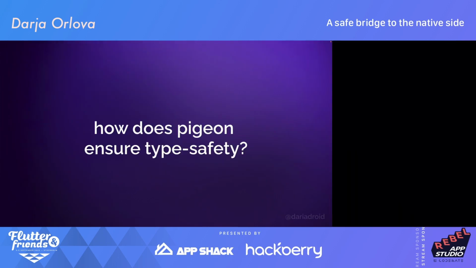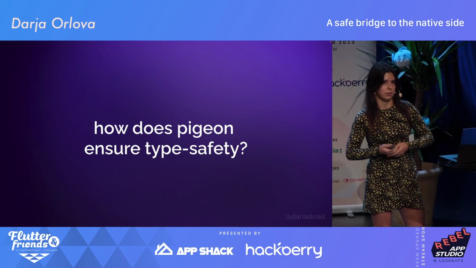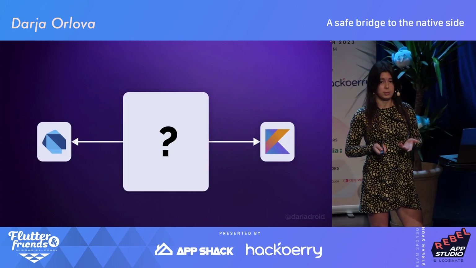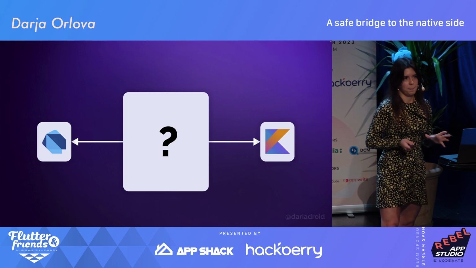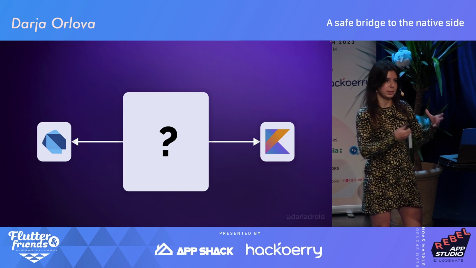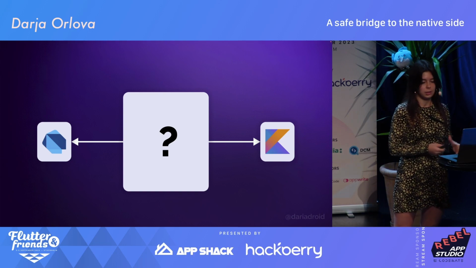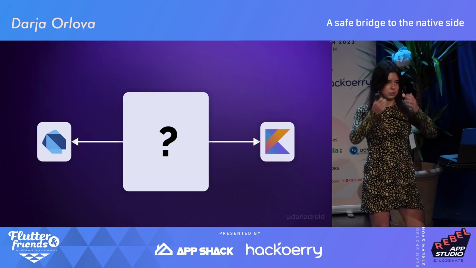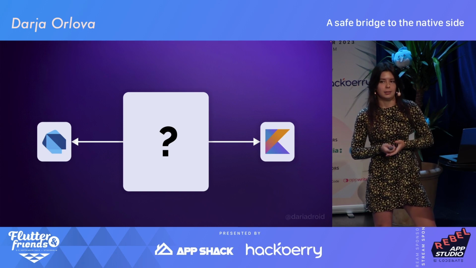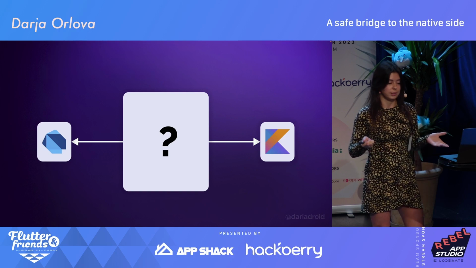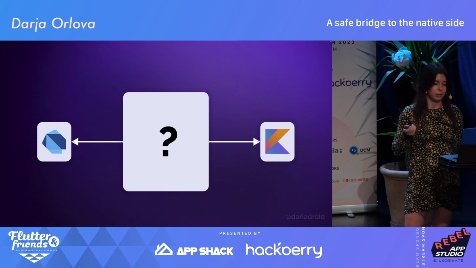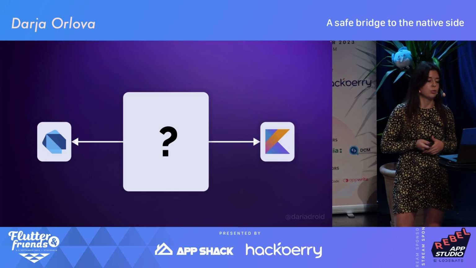So, how does Pigeon ensure type safety? How can we use this media file class that we have written? But we need to think about first, how do we translate one type, for example, integer in Dart, to integer in Kotlin? And there are many ways. For example, we could do some JSON manipulation and just pass around again strings, decode and encode JSON.